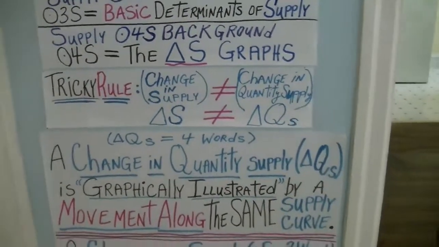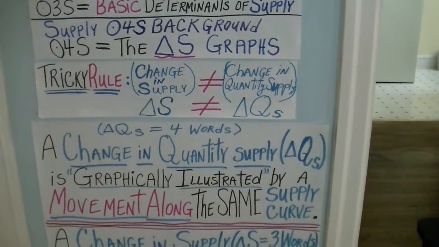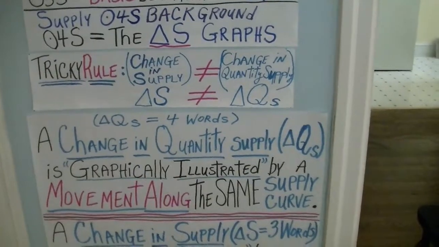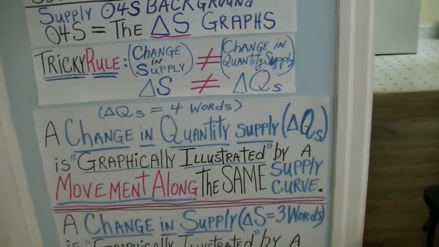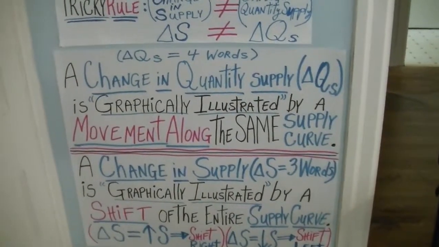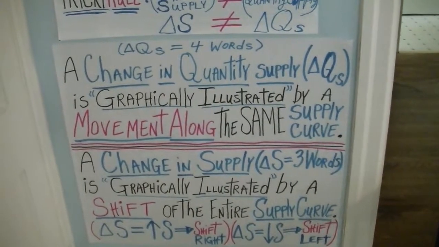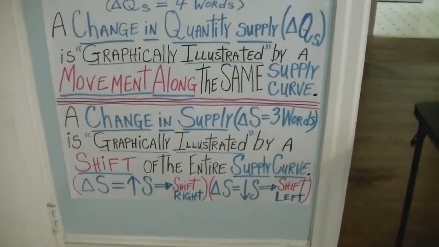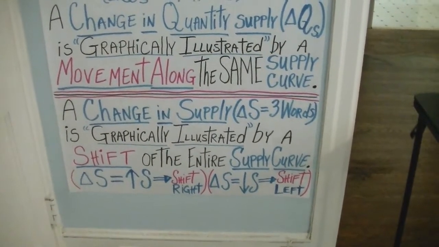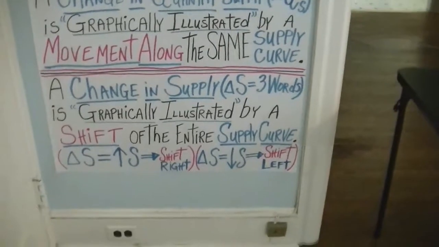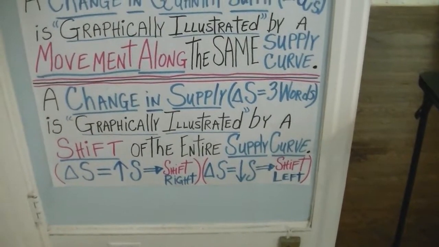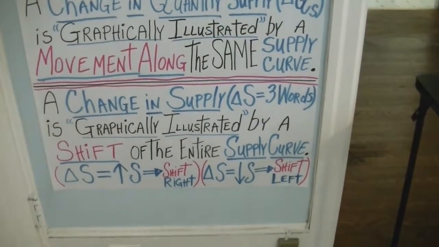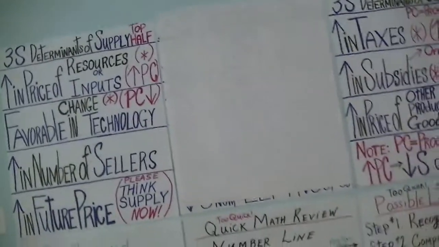And once again, a theme in these background videos is that the 4-word phrase and the 3-word phrases are different: change in supply, the 3-word phrase, is different from a change in quantity supply, the 4-word phrase. A change in quantity supply in our model is graphically illustrated by a movement along the same supply curve, whereas a change in supply, the 3-word phrase, is graphically illustrated by a shift of the entire supply curve that's coming up in 4S. And if we increase supply, we're going to shift the supply curve to the right. If we decrease supply, we're going to shift the supply curve to the left. Does that make sense?